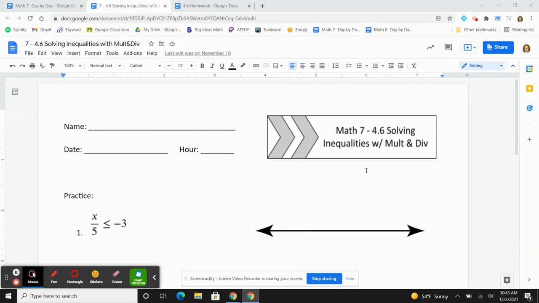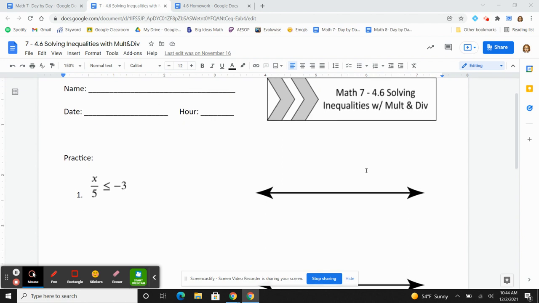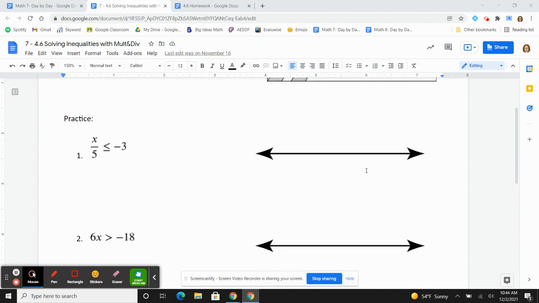Okay, so yesterday we did 4.5. We were solving our inequalities and graphing them, but all of the work that you had to do was either adding or subtracting in your equations. Today we have to either multiply or divide in our equations. What? So, number 1 says x divided by 5 is less than or equal to -3.